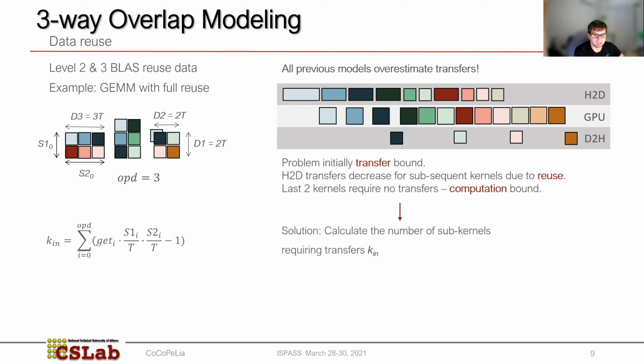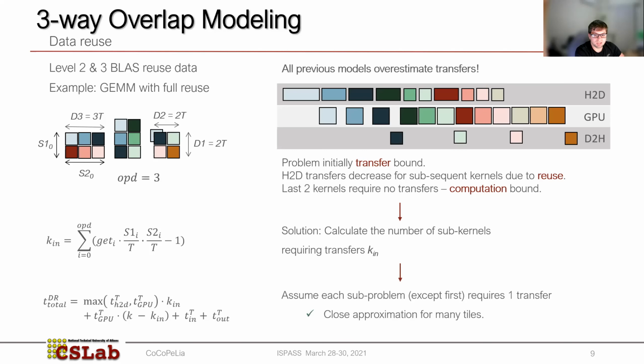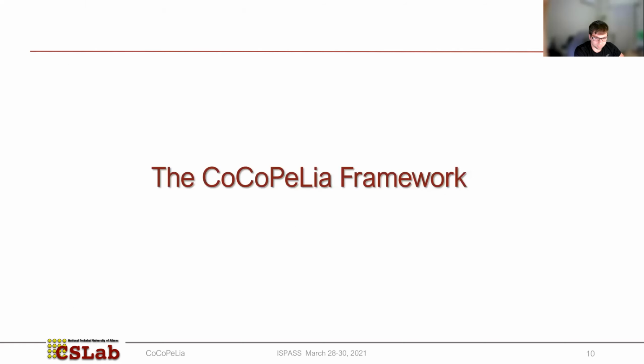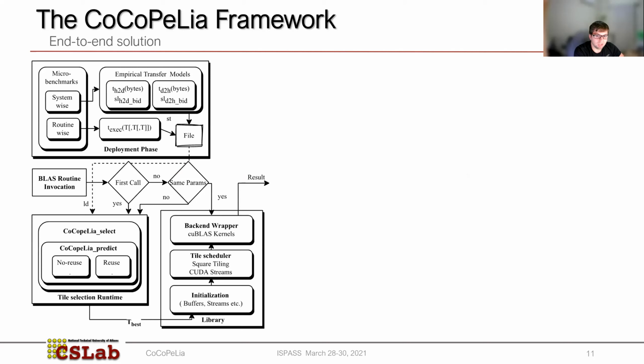To solve this, we add a k-in parameter, which calculates the number of sub-problems requiring transfers. Assuming each of these k-in subproblems requires one transfer, which is a close approximation when we have many tiles, we arrive at a data reuse-aware model for three-way overlap. The model differs from previous ones in recognizing a potential area, from k-in to k, where the problem becomes computation-bound due to reuse. Next, we continue to introduce the proposed framework.